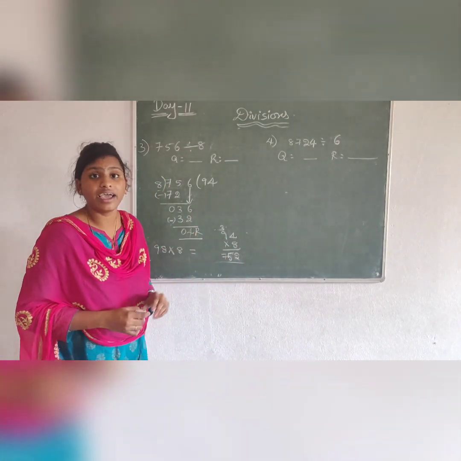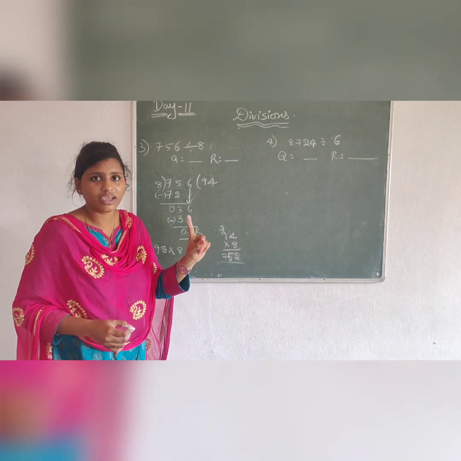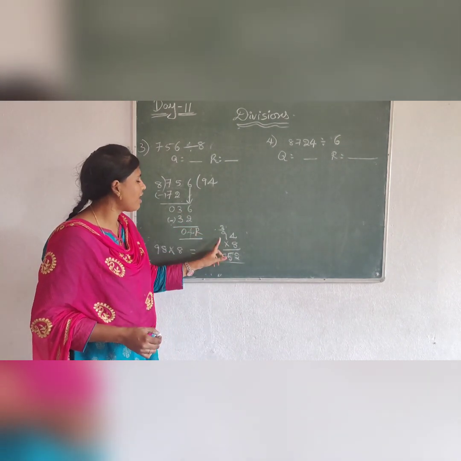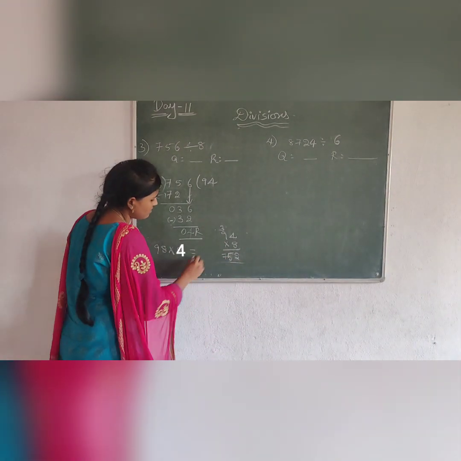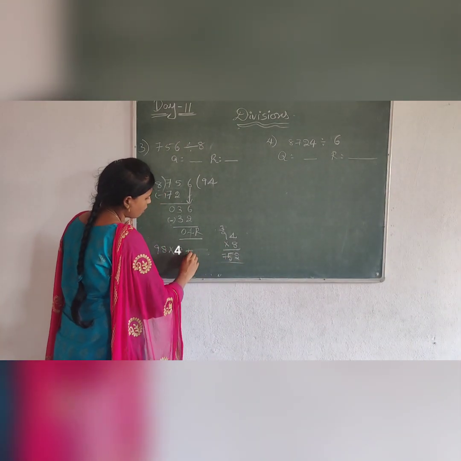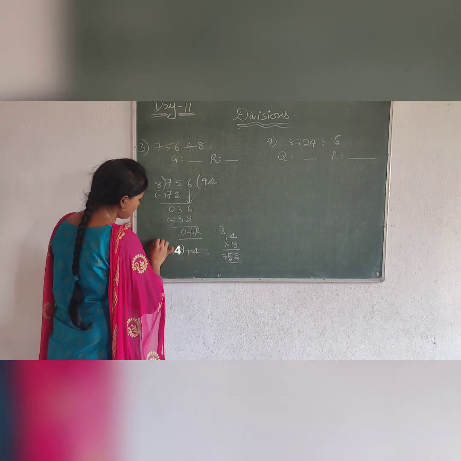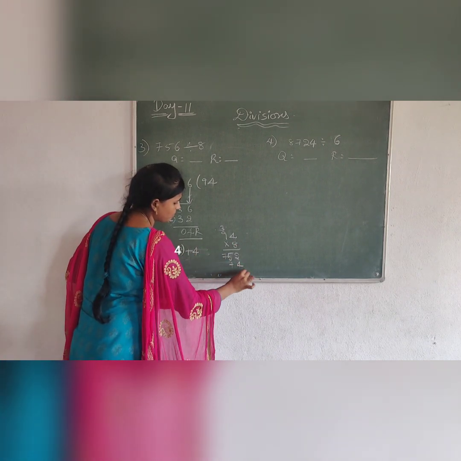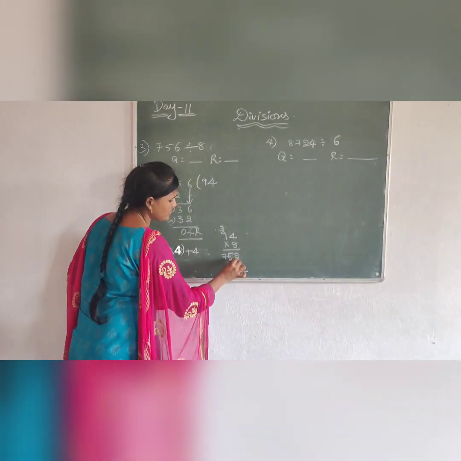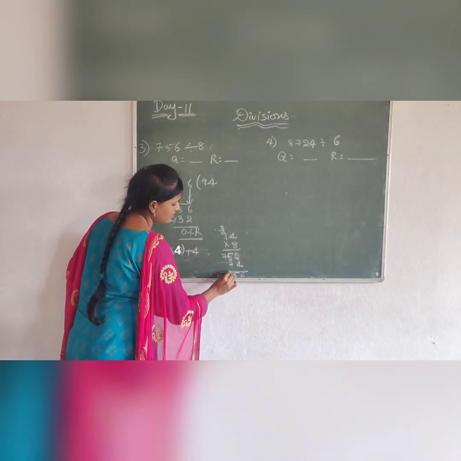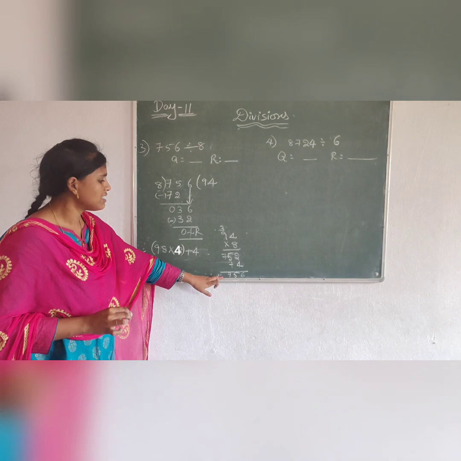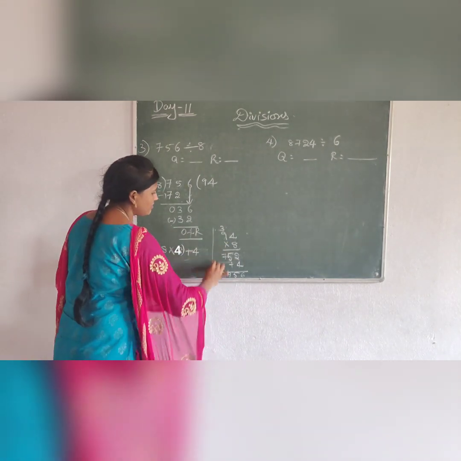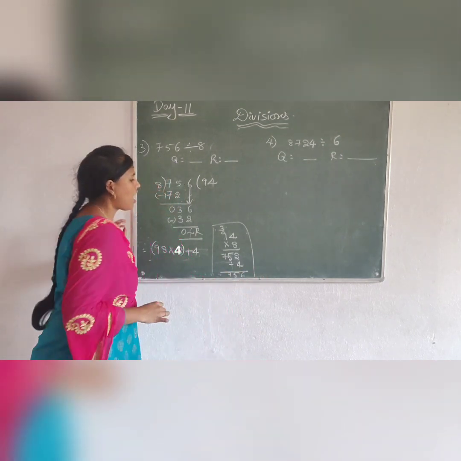I wrote 8 here. But 8 is not the correct answer. What is the correct answer? 94 is the answer. First multiply these two numbers, then add the 4. 4 plus 2 is 6, and 5, and 7. What is the answer? 756. So, like this, you solve the answers.